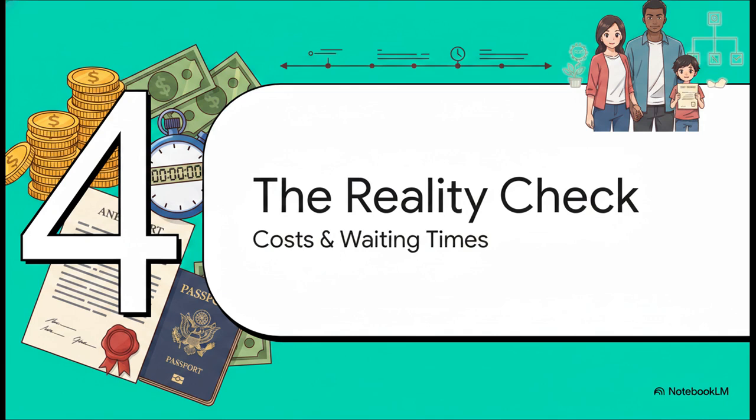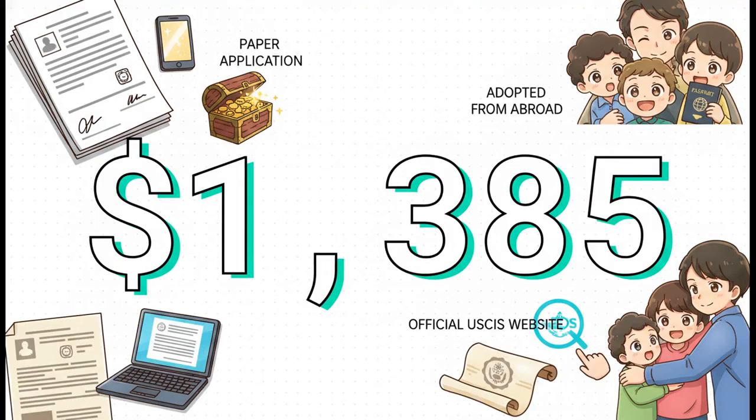All right, let's get down to brass tacks. Everyone always wants to know 2 things. How much is this going to cost me, and how long am I going to have to wait? Time for a quick reality check. As of right now, the filing fee if you're sending in a paper application is $1,385. It's good to know that filing online is usually a little bit cheaper, and there are some fee waivers available for certain situations. But here's the most important part. Fees change, so please always check the official USCIS website for the most current fee before you send anything.